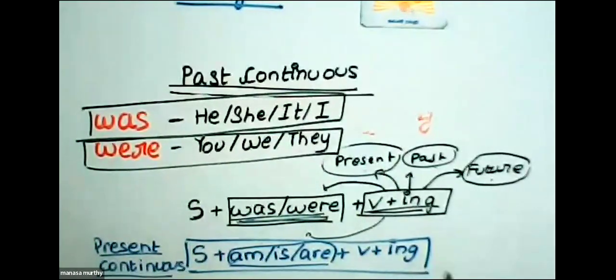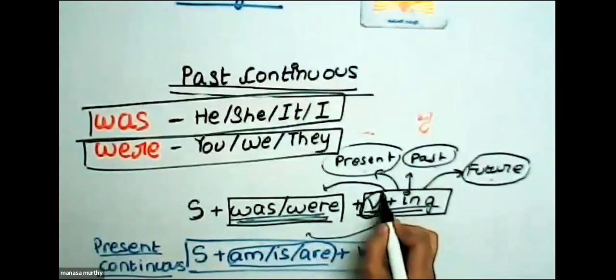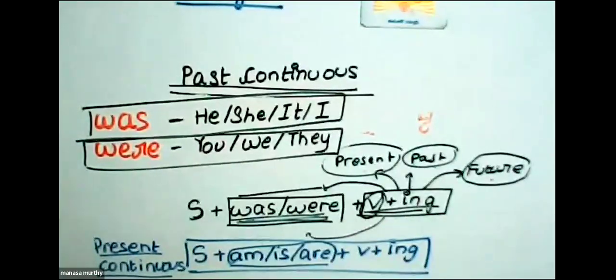This is the main verb. These two words are helping verbs. Playing, this word playing, it is a main verb. To the main verb, we are adding ing.